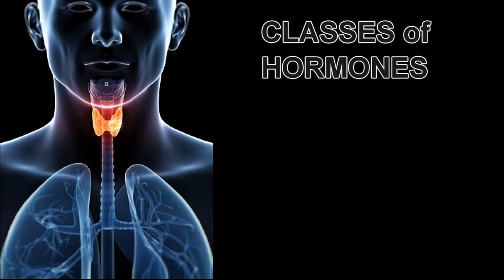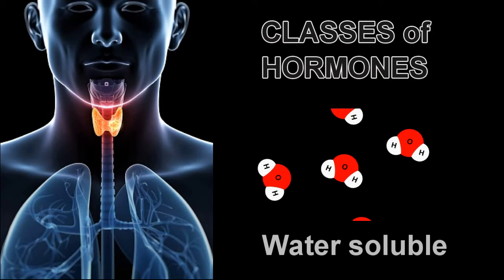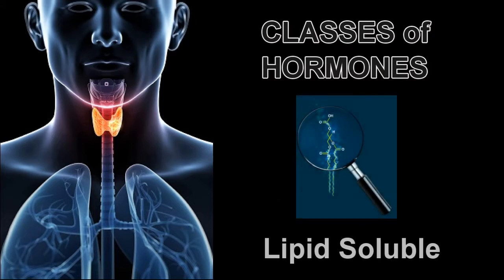Hormones are classified into two categories depending on their chemical makeup and solubility. They are divided into water-soluble and lipid-soluble hormones. Each of these classes of hormone has specific mechanisms for their function that dictate how they affect their target cells.